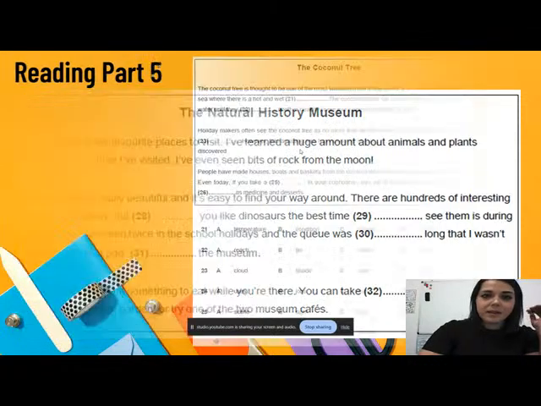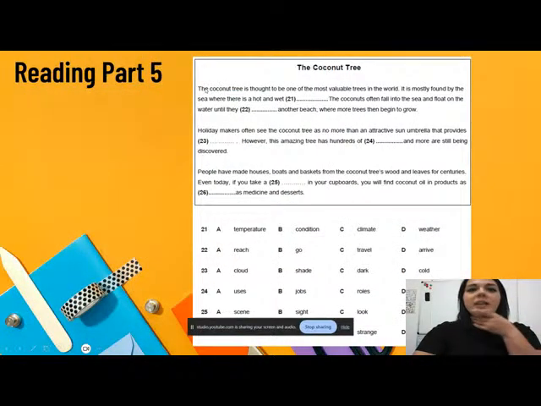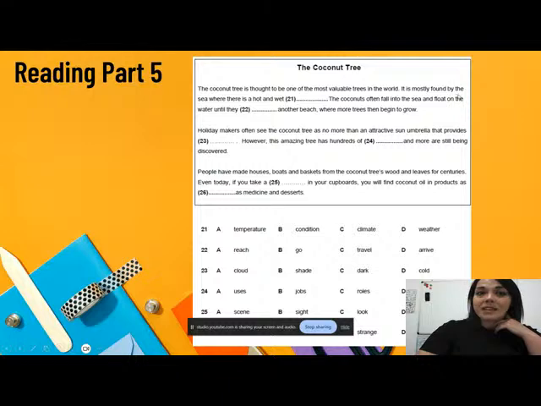Oops. There we go. Okay, the coconut tree. Coconut tree is thought to be one of the most valuable trees in the world. It is mostly found by the sea, where there is a hot and wet something. Okay, and our options are a hot and wet temperature, a hot and wet condition, a hot and wet climate, or a hot and wet weather.